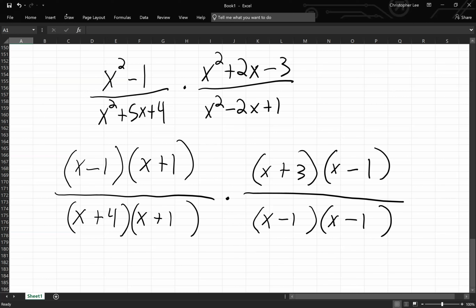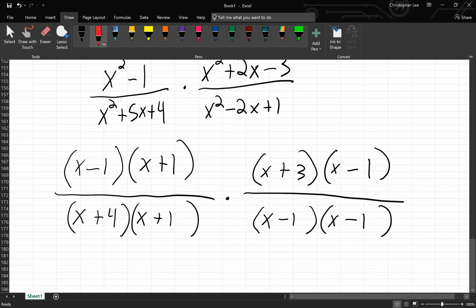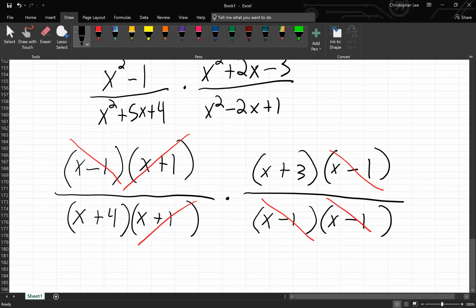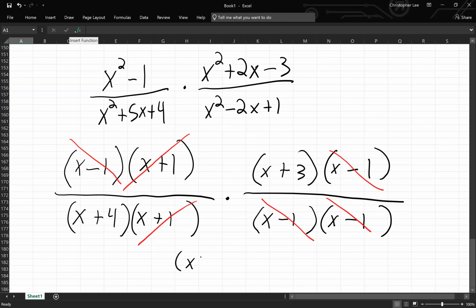All right. After you have that, cross out the like terms. I have x minus 1, x minus 1, x minus 1, x minus 1, and that's it. Can't do anything else. Oh, shoot, I'm blind. x plus 1, x plus 1, right? So that's it, right? We just have x plus 3 over x plus 4. And that's it.